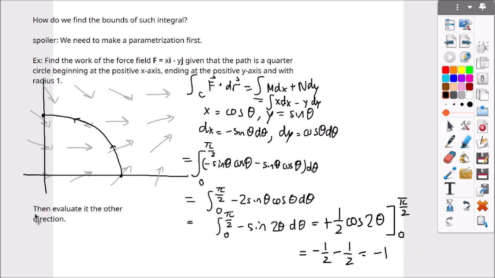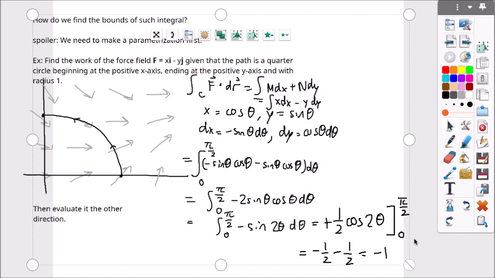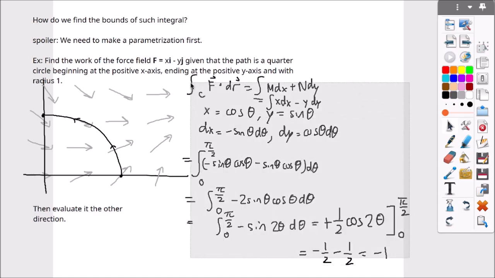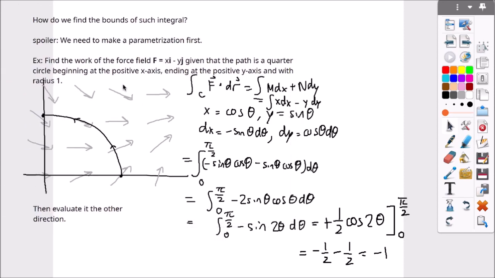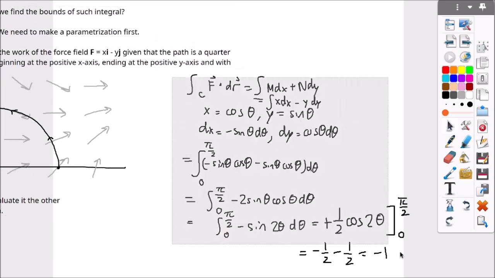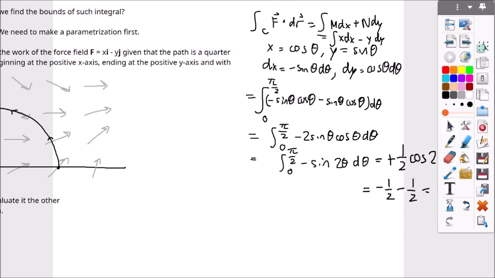Now, what if we evaluated the other direction? That was a lot of work, so let's evaluate it the other direction. How do we evaluate it the other direction? It's a little bit harder to decide the parameterization, but the trick is to just switch the sines and cosines. So now x is sine theta and y is cosine theta.